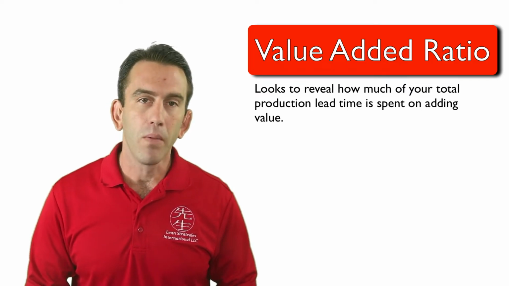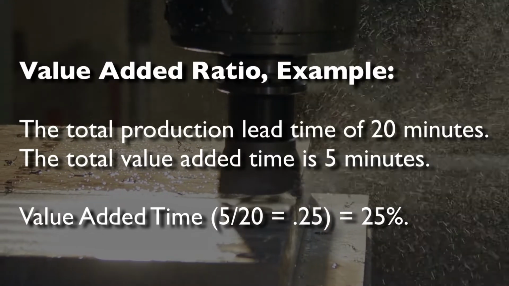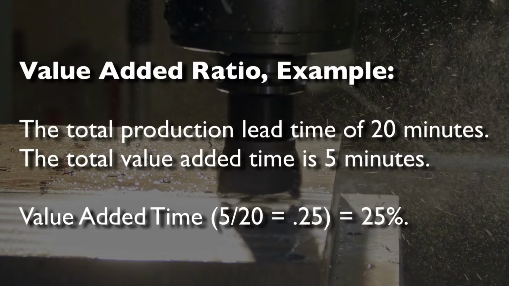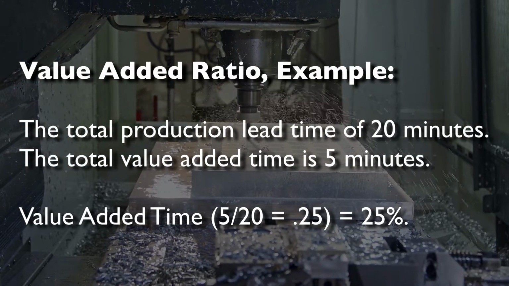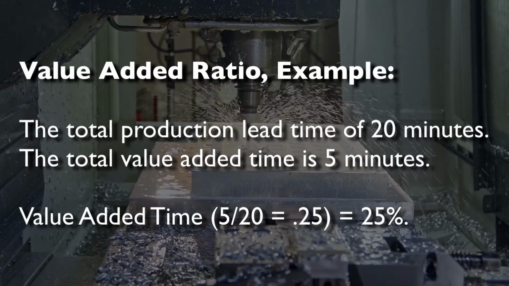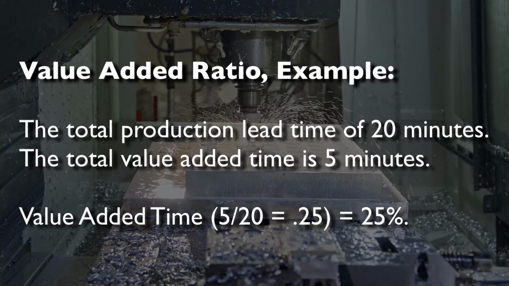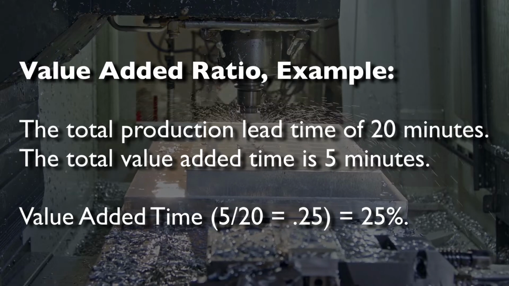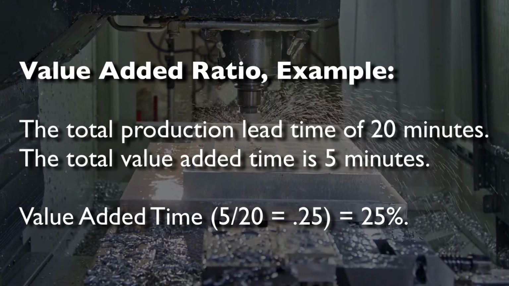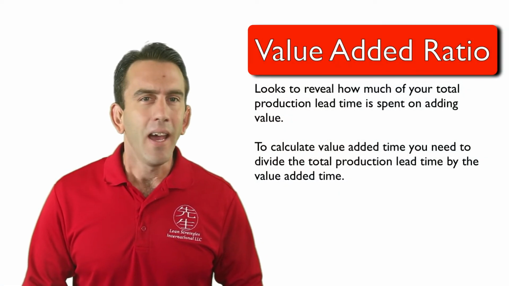Let's look at an example. Let's say the picture you see here has a total production lead time of 20 minutes. In that 20 minutes, it is determined that 5 minutes of the total production lead time is value added. To get our value added time, we would divide 5 by 20 and get 0.25 or 25% of our process is value adding time. And that number needs to go up. And that's it, the value added ratio.